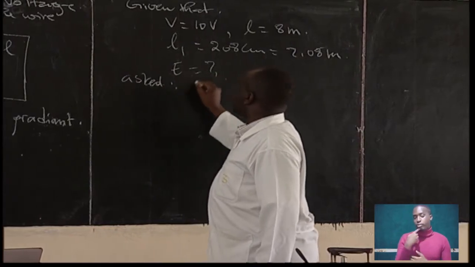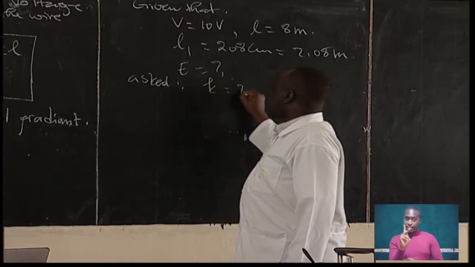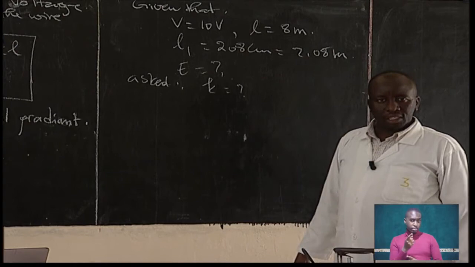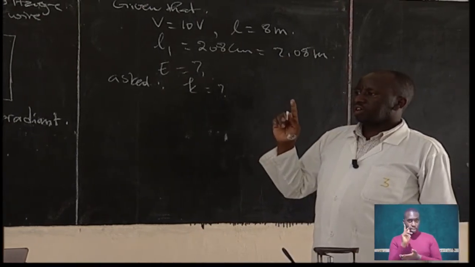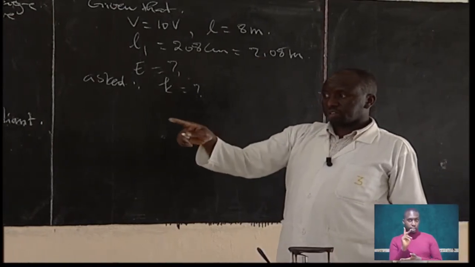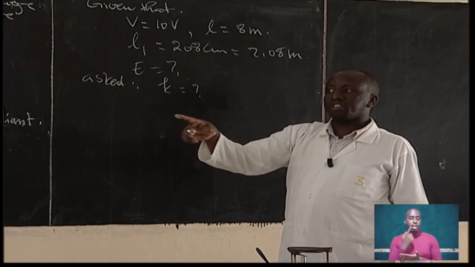So what is being asked here is to find the K. Did you find that it is K which is being asked? The potential drop. Try now to see there, line number 3 in the activity.